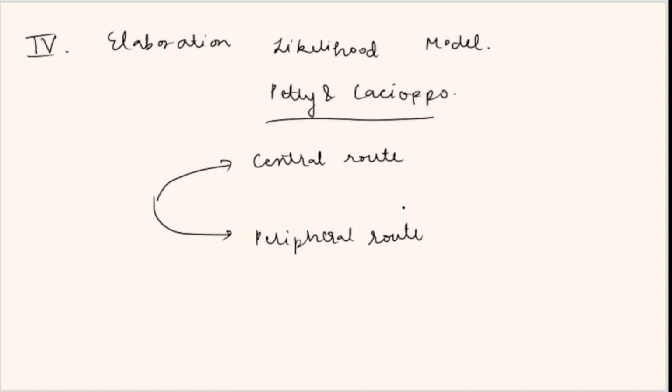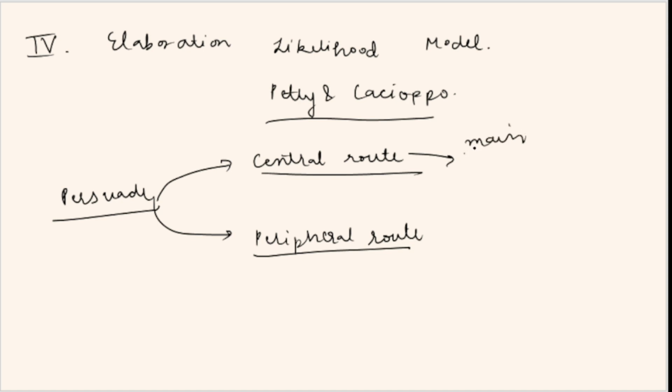Now what is the central route? When I have to persuade someone to change their attitude, there can be two routes that I can use. In the central route, I will use the main things. What are the main things?